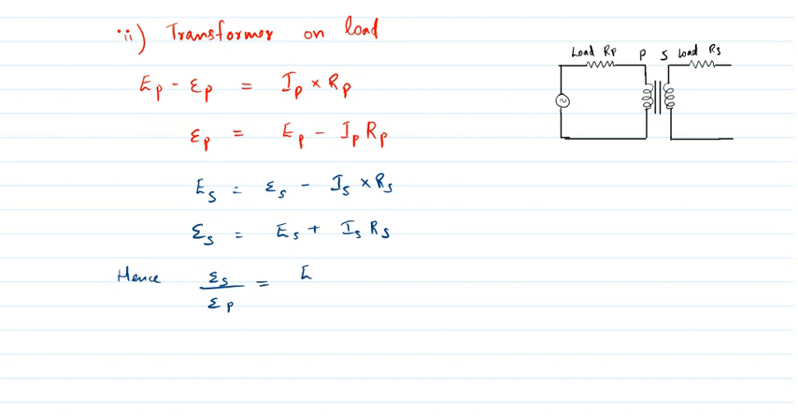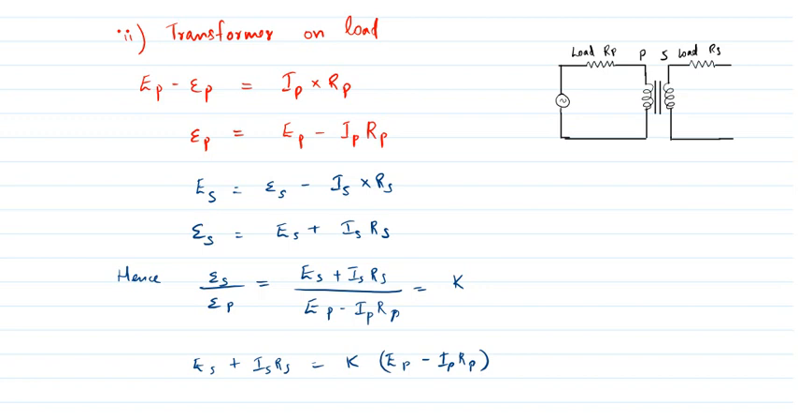Hence we will take the ratio epsilon S and epsilon P. We will write it as ES plus ISRS divided by EP minus IPRP. So this one will be equal to the turns ratio K, and we can write it as ES plus ISRS equal to K into EP minus IP RP. And we will expand this, then we will get ES plus ISRS equal to K into EP minus K into IPRP.